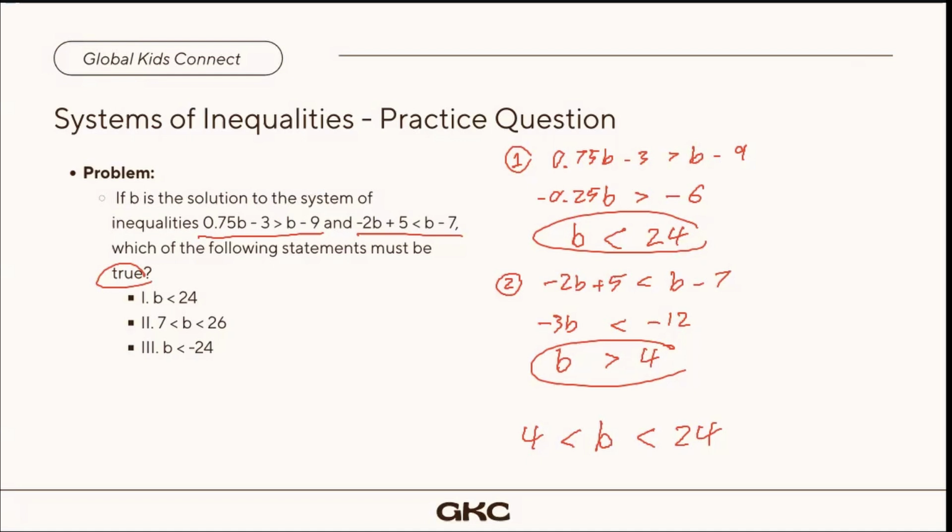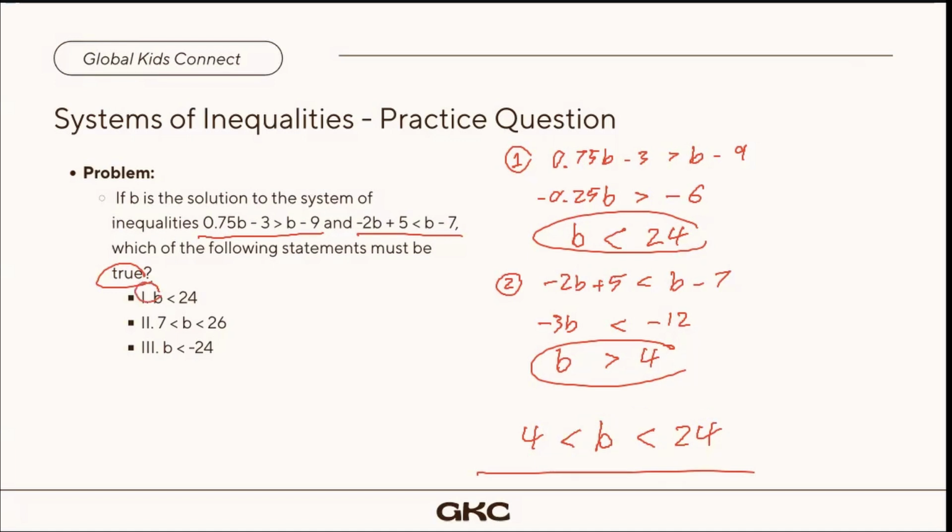So the important thing for statement questions is that as long as there are parts within the statement that fit within our inequality, it will be true. And so when the first statement says that b is less than 24, we can say that it is true because we can see here that b is less than 24. And so it is a true statement.